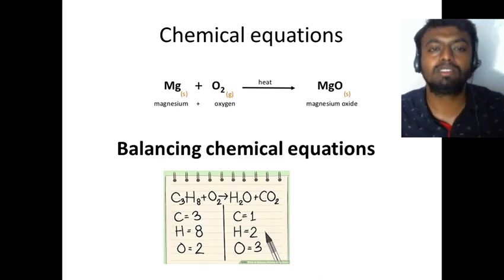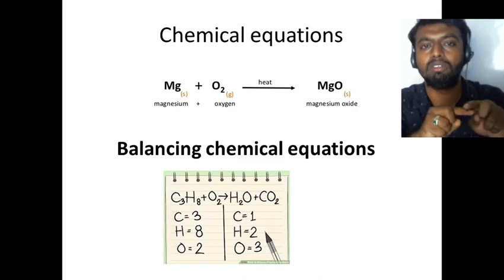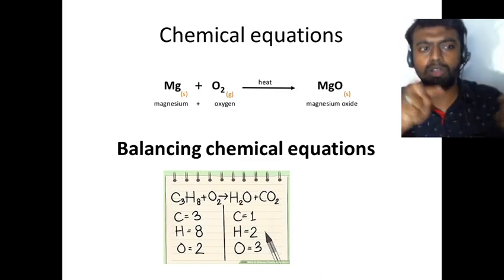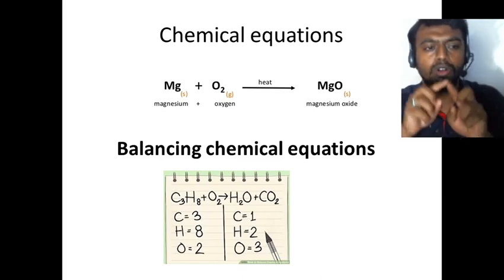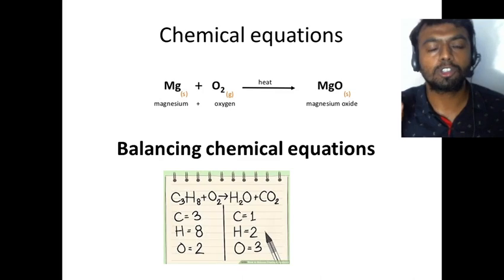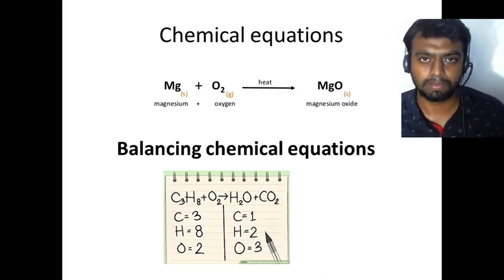Now, to balance chemical equations, first we need to put a box around the given skeletal reaction, whatever equation they have given. For that, just put a box. For Mg you can put a box, O2 you can put a box, MgO you can put a box. That box tells you that you should not change anything in whatever they have given, right?